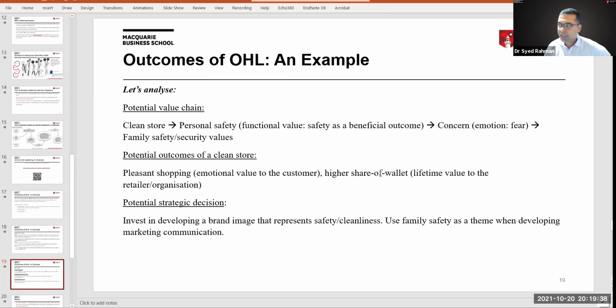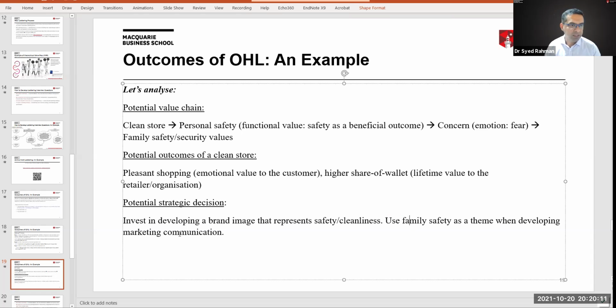And then there could be share of wallet, because the customer said, I would not buy. What is the opposite of I would not buy? I would buy. So if I do offer a clean store, then they would buy more from me, and that will have an impact on the higher share of wallet. And a potential strategic decision out of this information could be to invest in developing a brand image that represents safety, or specifically cleanliness, and use family safety as a theme when developing marketing communication.